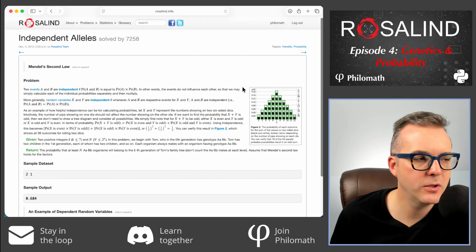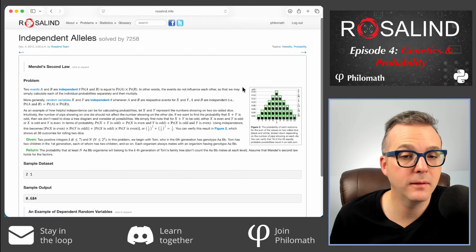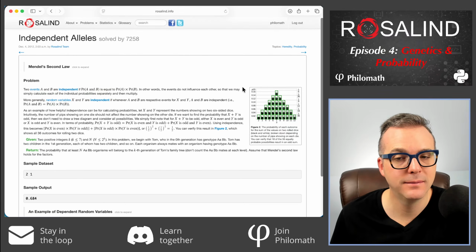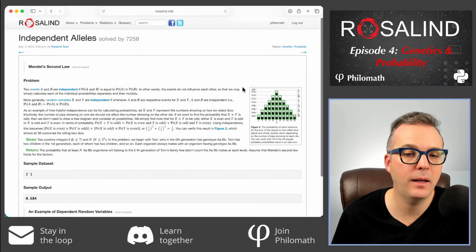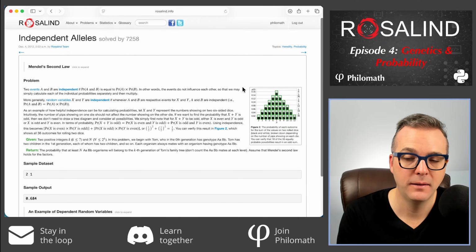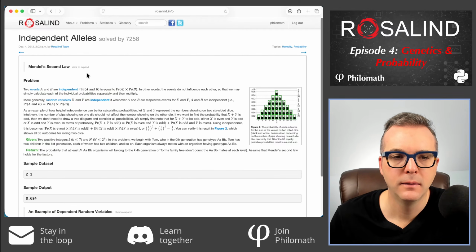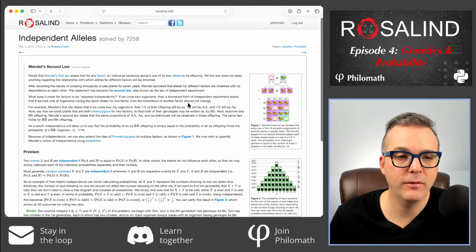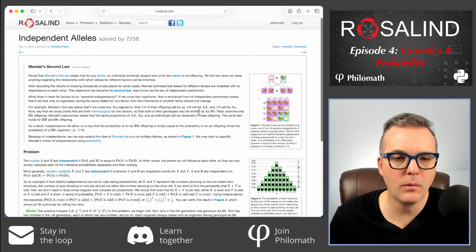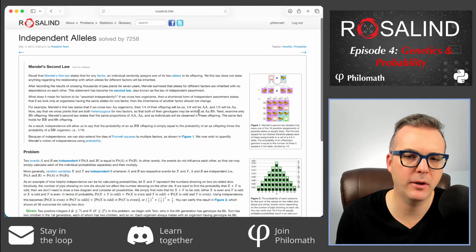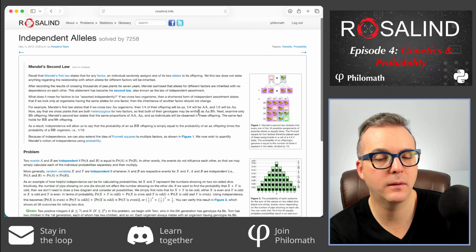For LIA, which is going to look at independent alleles, there's a biological idea here and a probabilistic idea that are inherently connected. And the biological side of this is looking at what's called Mendel's second law, which is also commonly known as the law of independent assortment.